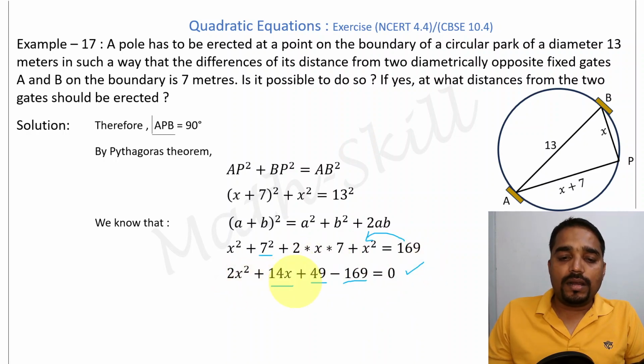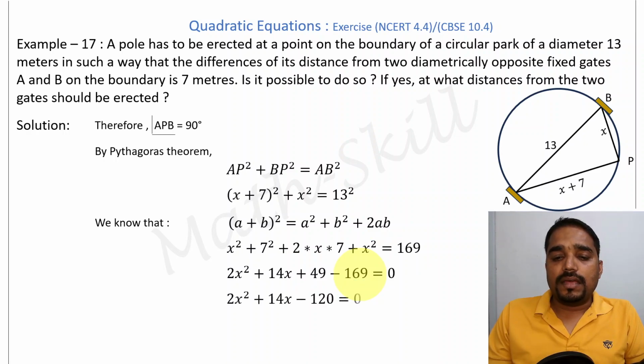That is 2x square plus 14x, these two terms would remain as it is, whereas plus 49 and minus 169 would get simplified. So that would be minus 120. So 2x square as it is, 14x as it is, plus 49 minus 169 is minus 120. Now all the terms have 2 as a common factor, that is all the terms are even. Let us take 2 as a common factor, that is 2 into x square plus 7x minus 60 equals 0.